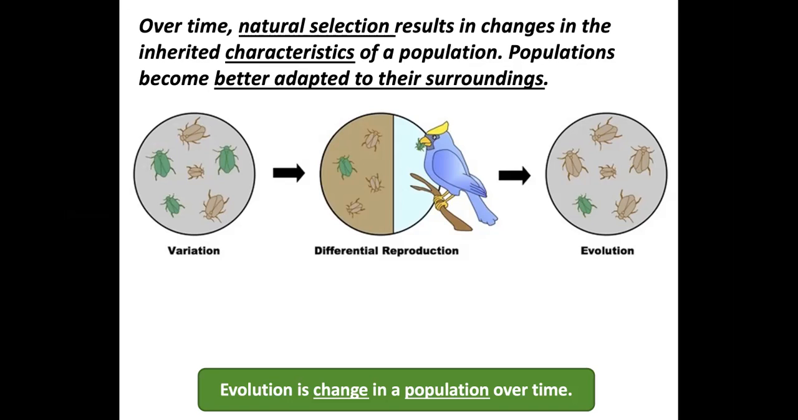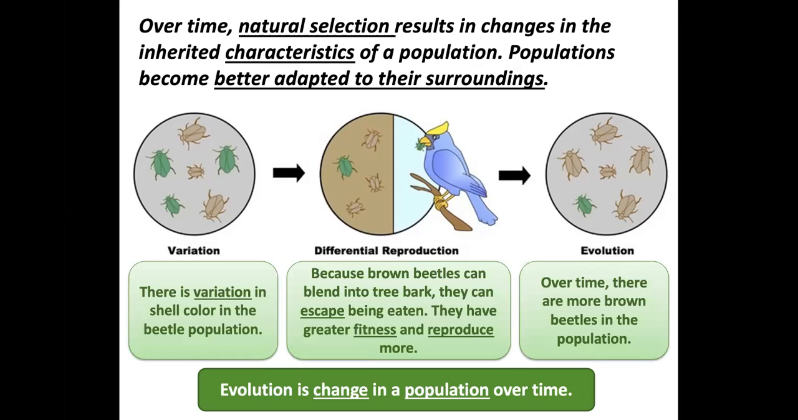So the birds started eating the green beetles. And then over time, what happened? There are a lot more brown beetles than green because the brown ones were able to reproduce, because those were the ones that survived because they were best what? Suited for their environment. So talking scientifically, there's variation in the shell color of the beetle population. Because the brown beetles can blend into the tree bark, they escape being eaten. So they have greater fitness and will be able to reproduce more. In the end, over time, there are more brown beetles in the population.